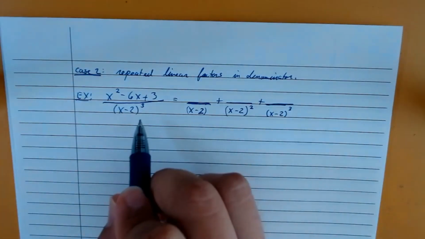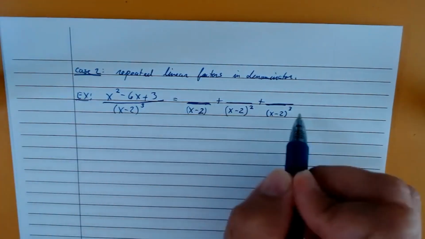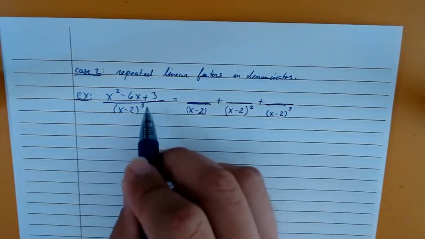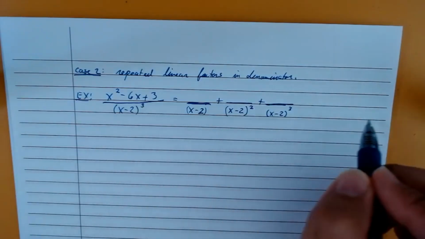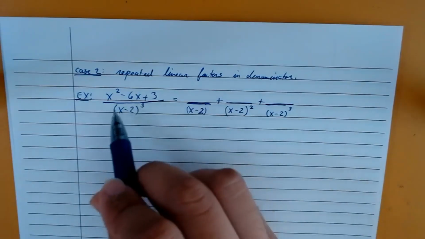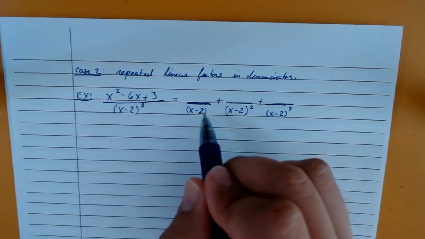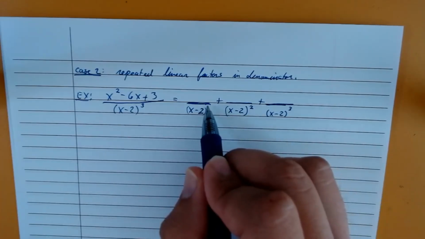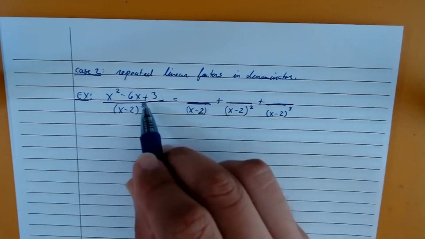So basically you're counting up. You're saying, okay, first power, second power, third power. If this had power 5, well, then you go 4 and 5. If it had power 9, 1, 2, 3, 4, 5, 6, 7, 8, 9. You'll have as many rational expressions as you have factors in the denominator. Here, each one will have the same denominator with a different power, starting from the first one all the way up to full power.